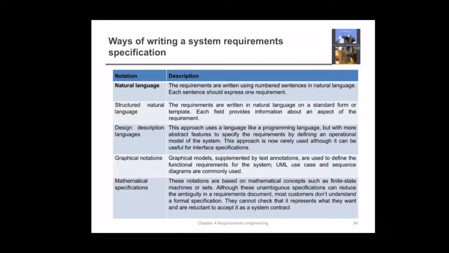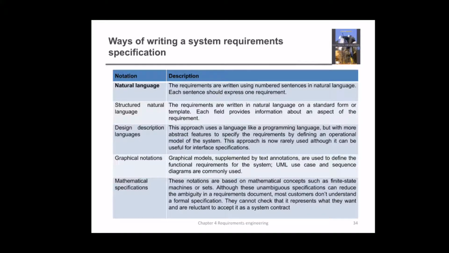What are the ways of writing this requirement specification? First one is natural language. Here we can make use of any language like the English language, wherein each sentence explains a function that has to be present in the application that we are going to build. Then we have structured natural language. The requirements are written in natural language on a standard form or template. Here we will be having a form wherein we have to fill in each and every field over there.